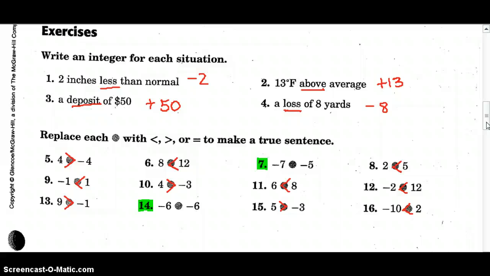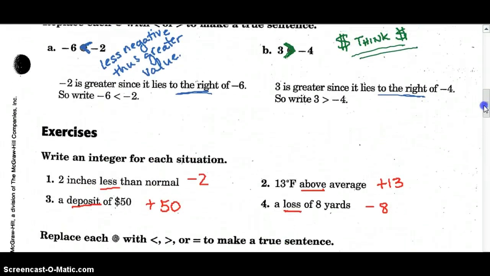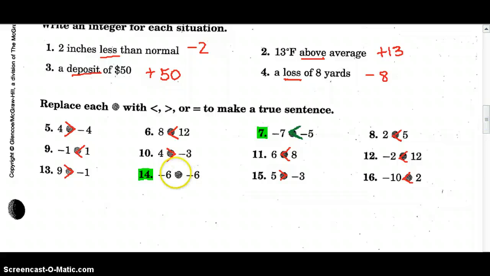I have highlighted number 7 and 14. I want to work those with you. Which is greater, negative 7 or negative 5? Again, I'd rather owe someone $5 than to owe someone $7. On a number line, negative 5 is to the right of negative 7. 14, they're trying to trip us up. They didn't give us equal to up at the top, but I wrote it in. Negative 6 is equal to negative 6, so an equal sign is an option. So 14, they should be equal.